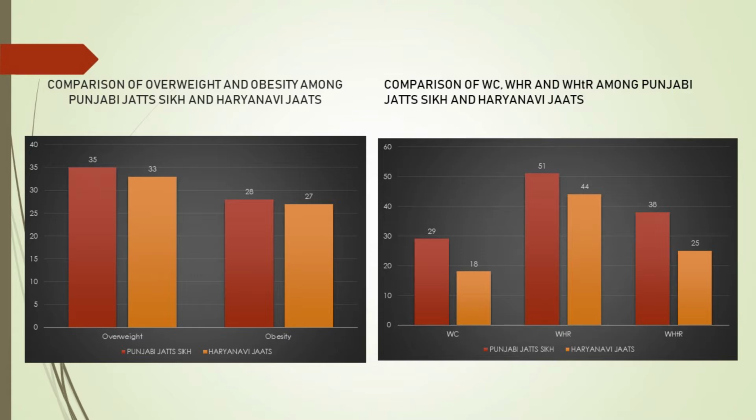Now, coming to the comparison of the same risk factors between the Jatt Sikhs and the Haryanvi Jats, basically the landlord communities of Punjab and Haryana. We can see that the Punjabi Jatt Sikhs are clearly higher in almost everything across the board. They're higher in overweight, they're more obese, they have a higher waist circumference, a higher waist to hip ratio, and a higher waist to height ratio.